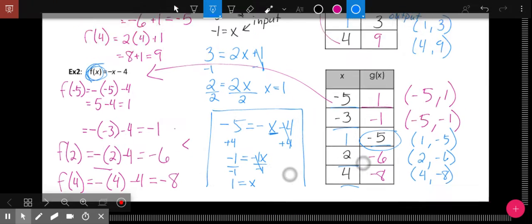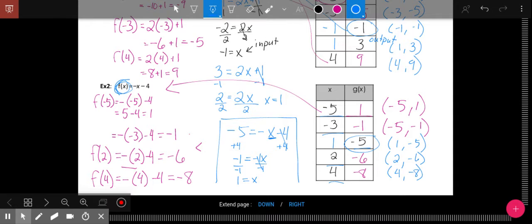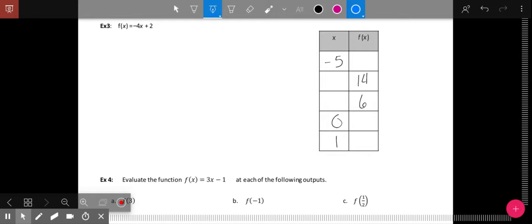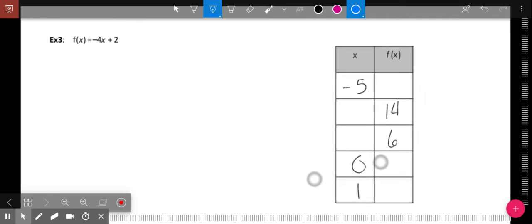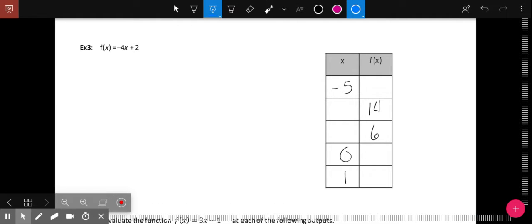All right. Once you get that down, I want you to go ahead and go to the next page. We've got one more of these wonderful tables to look at. Go ahead and fill out the table so it looks like mine. We've got negative 5, 14, 6, 0, and 1. Take a few seconds, or a minute, and try this one on your own, and then you can check your work with mine when you're finished.